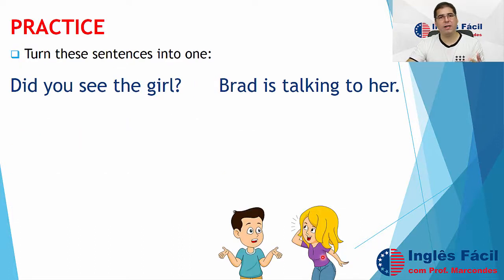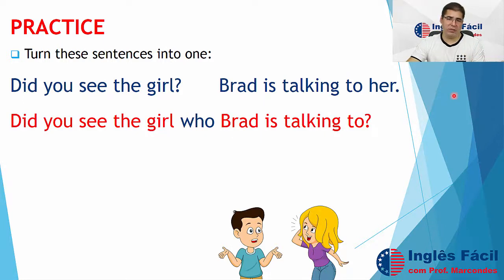Now, let's turn these two sentences into one, okay? So, did you see the girl? Brad is talking to her. Now, Brad is talking to the girl. In this case, who is talking to the girl? Brad, right? So, Brad is the subject. So, her or the girl is the object. So, the girl here in the first sentence is going to be an object in the second sentence. So we have to replace an object, okay? The object her. Very simple, right?